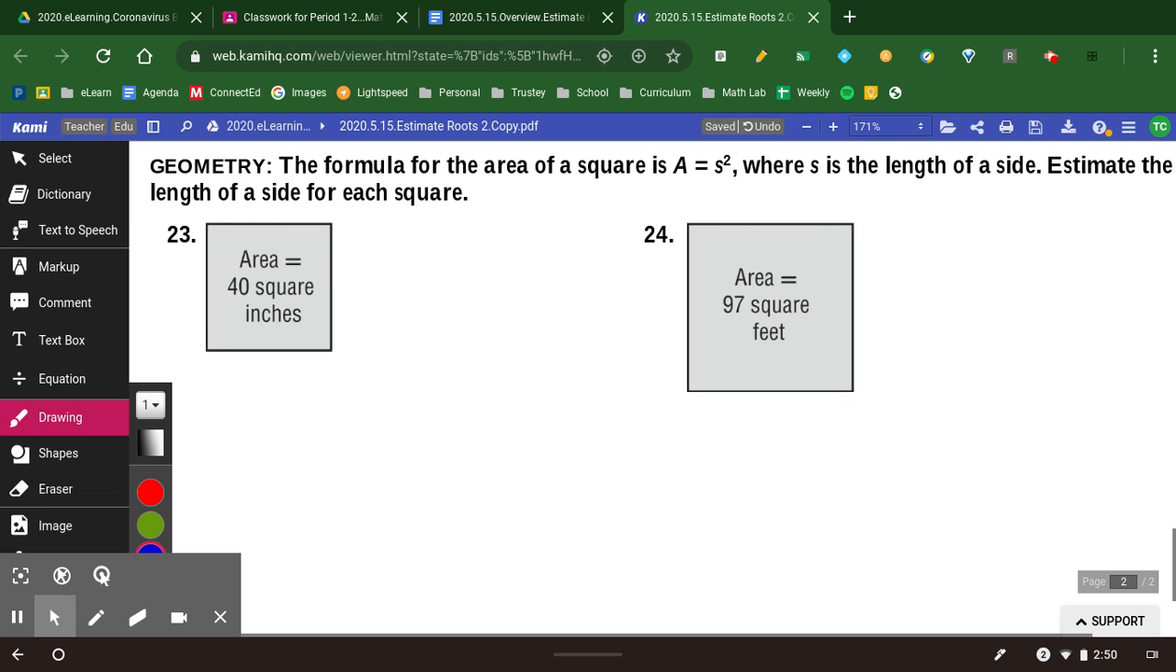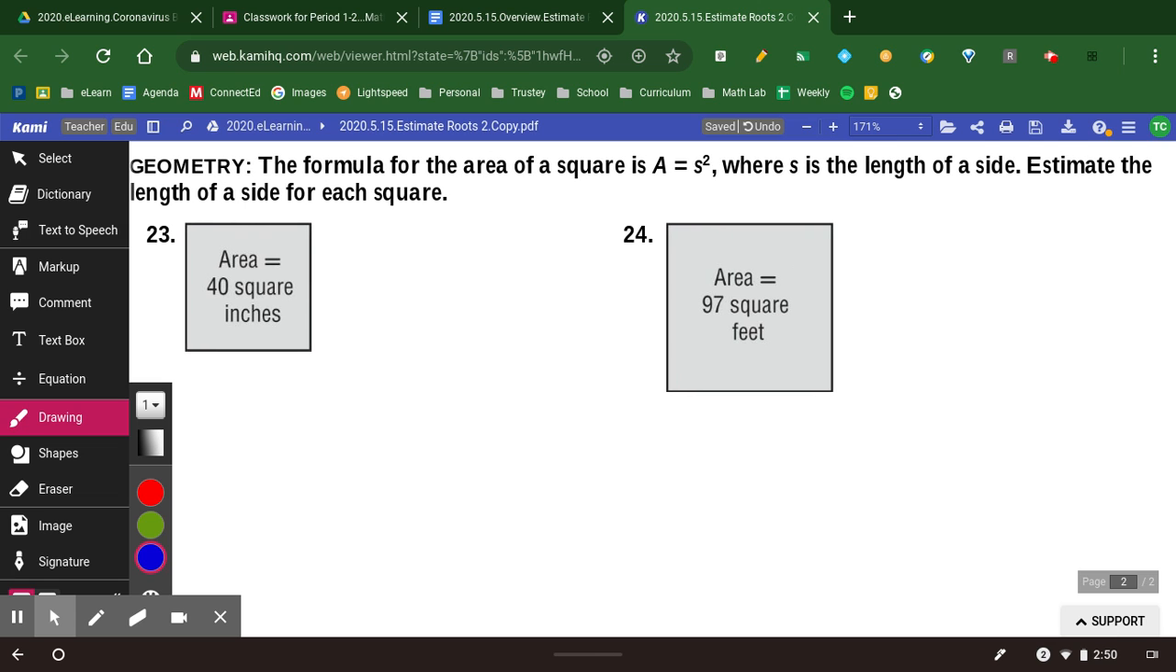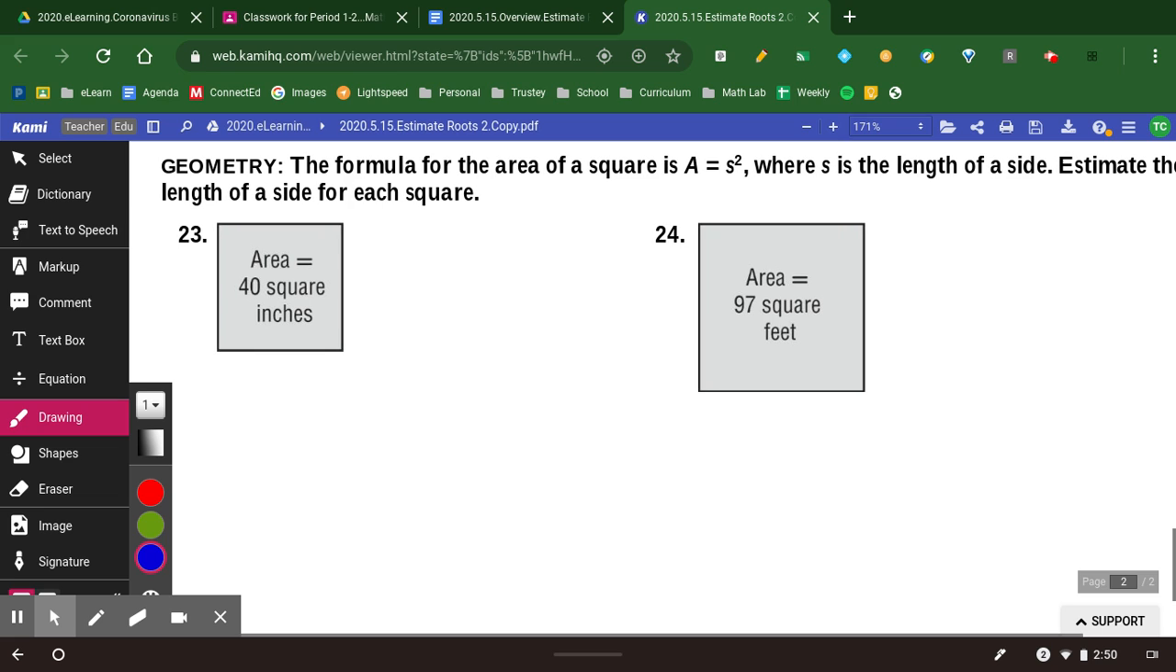The question says, use the formula for the area of the square. Area is equal to side to the second power, side squared, where s is the length of a side. Estimate the length for each side. In other words, what would each of those side lengths be? Now remember, we don't say length times width because for a square, it would be side times side, which is where side squared comes from.